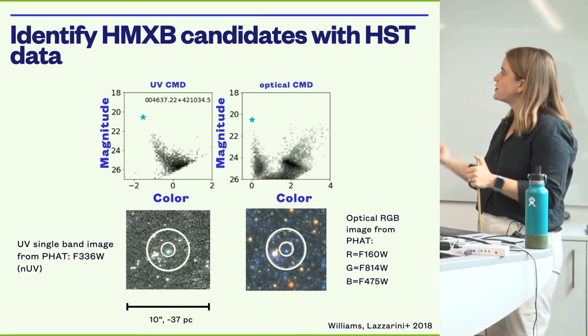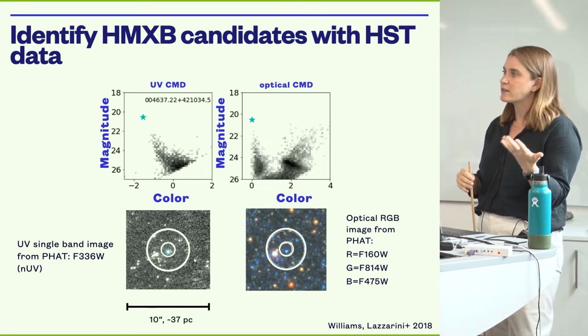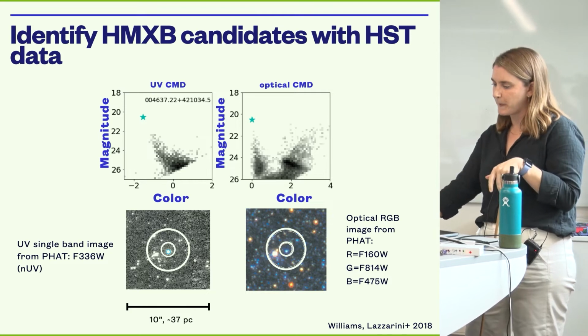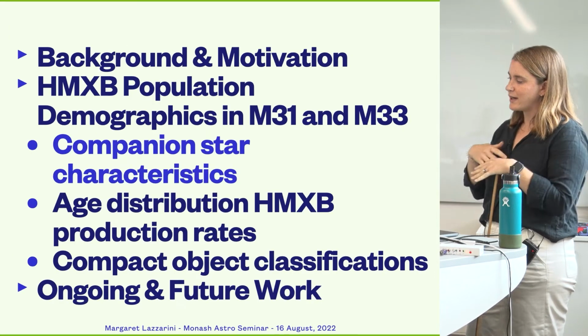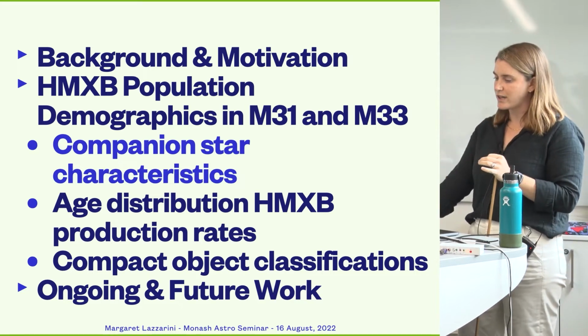And you can see from its position that it is a very bright main sequence star, which is likely a good candidate for an HMXB companion star. So now that we've identified our companion stars, how do we actually go about characterizing them?